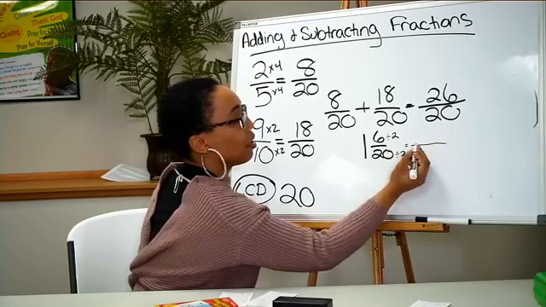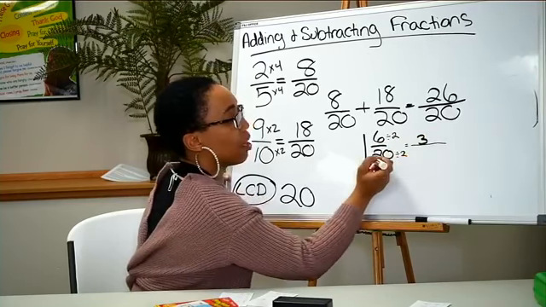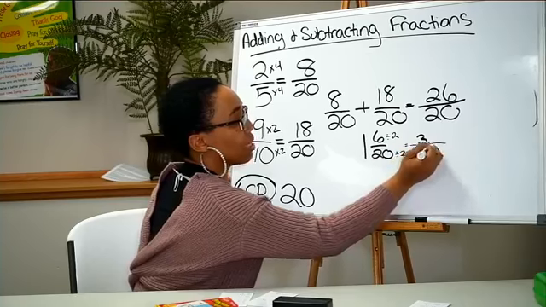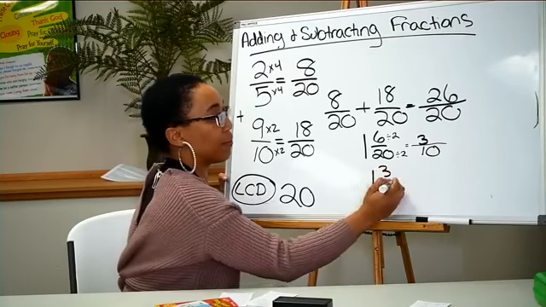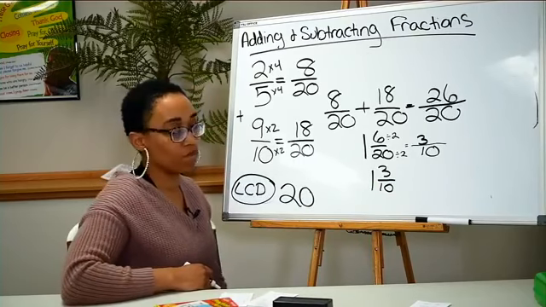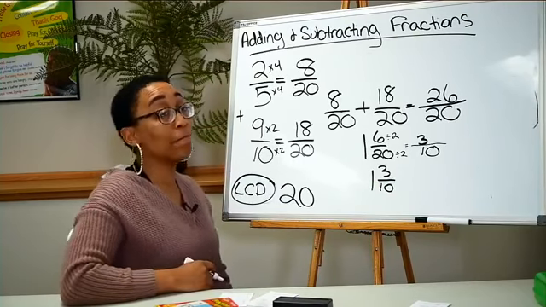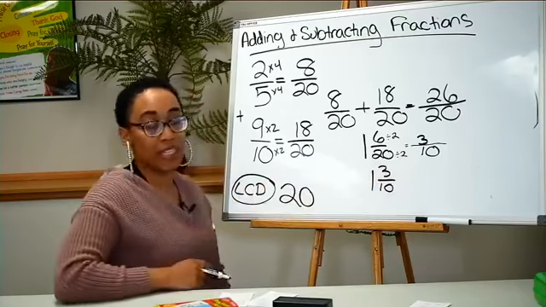I'm going to divide the 6 by 2, going to divide the 20 by 2. Okay? So then that means 6 divided by 2 is 3. 20 divided by 2 is 10. So then we have 1 and 3/10. Can we reduce the 3/10 anymore? Nope. So are we done? Yep. So the answer is 1 and 3/10.